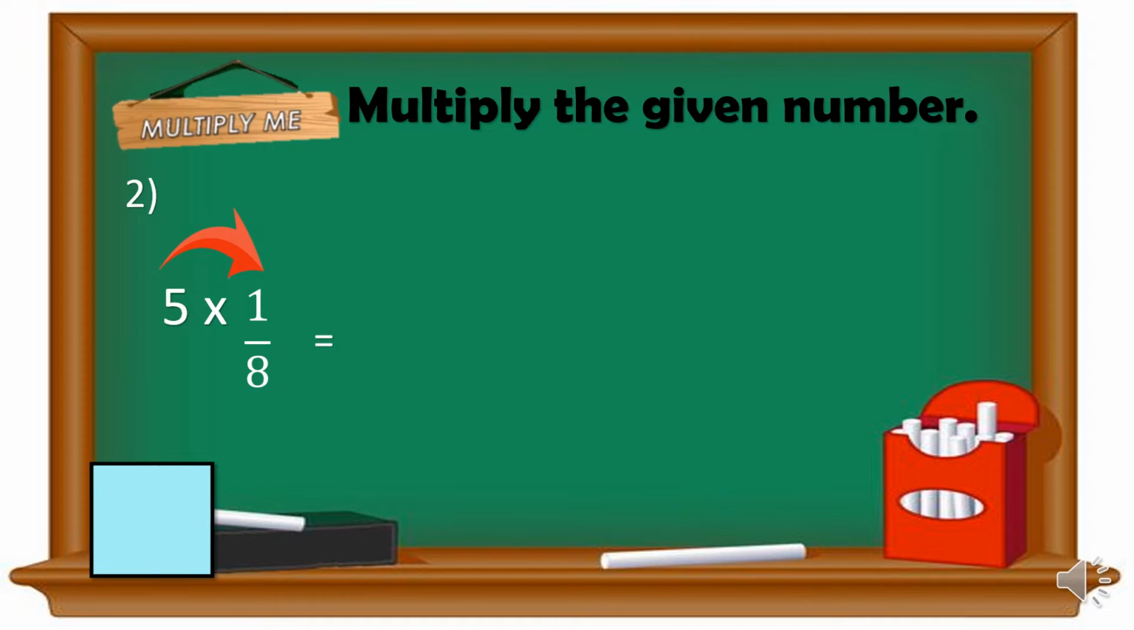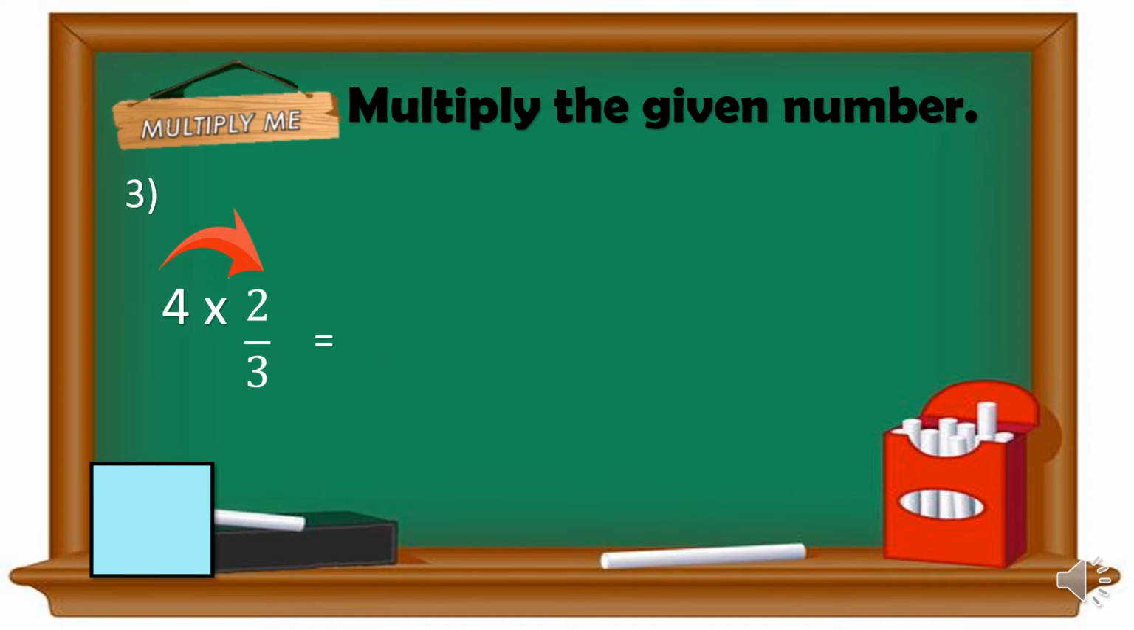Let's move on to number 2. Now number 2 is 5 times 1/8. Okay, so what is the answer? We have 5 times 1/8. So we multiply 5 times 1 equals 5, and then 1, so this is 5 over 1. So 1 times 8 is 8. So we have 5/8.